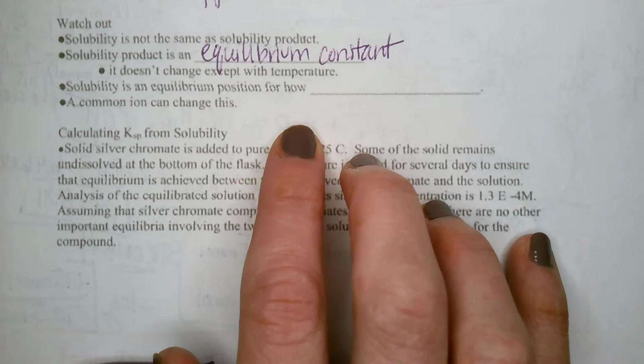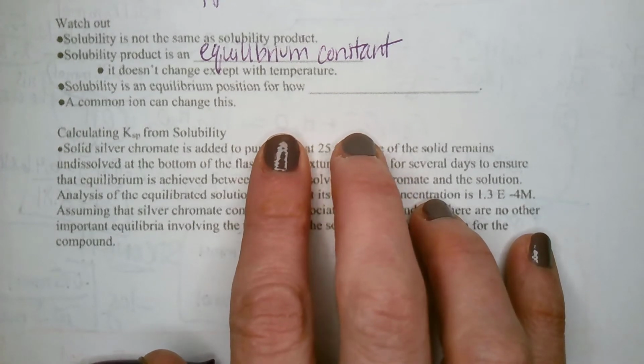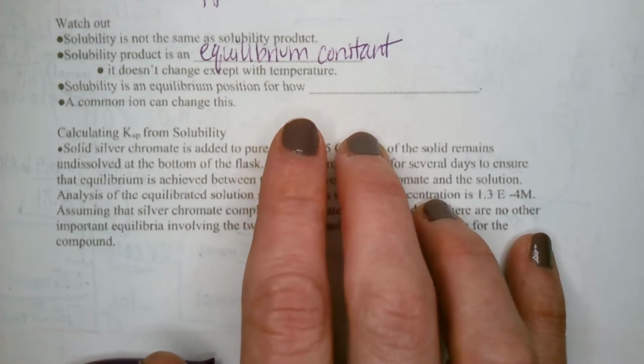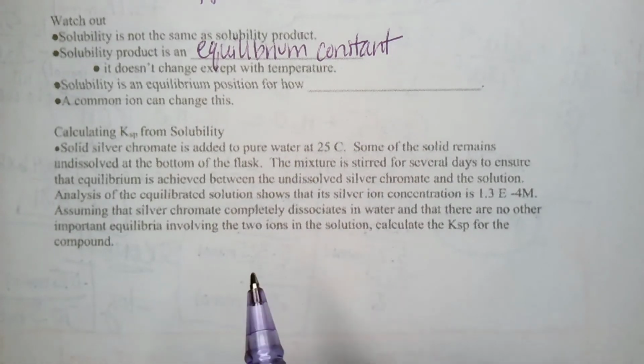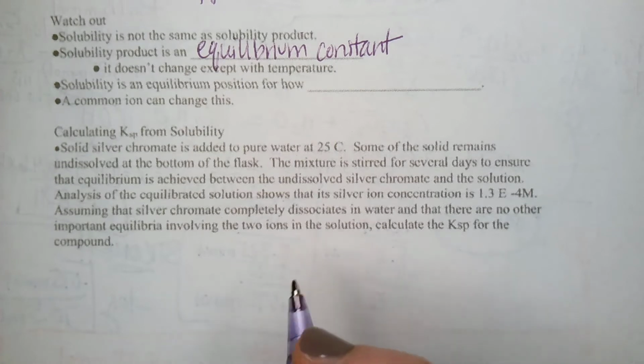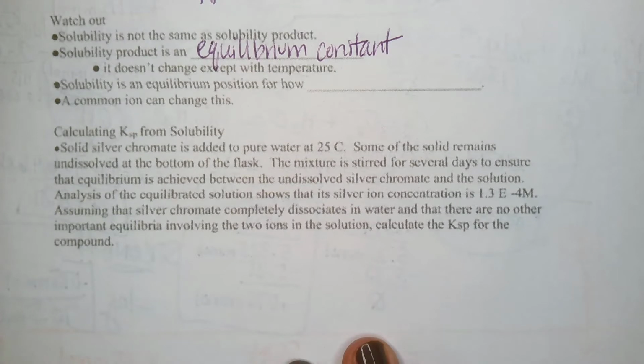So generally you'll see Ksps reported at 25 degrees Celsius. We understand that as the equilibrium position changes with the temperature. So equilibrium constants have no units. Solubility is an equilibrium position for how much can dissolve. In other words, it will have units, usually reported in grams of solute per 100 mL of water, or another common unit might be molarity, moles per liter of solution.